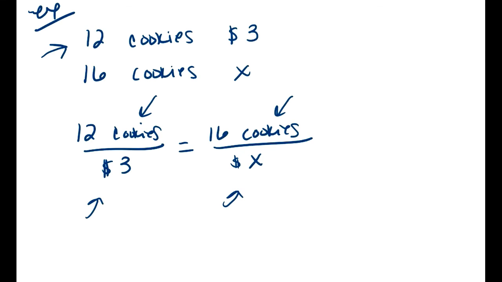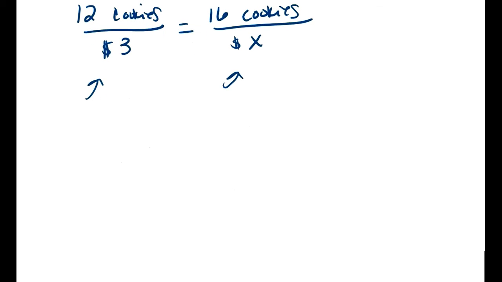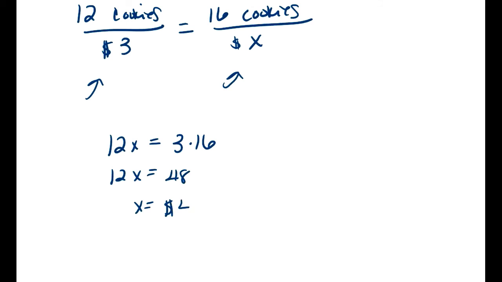Okay, now I can do my cross products, and I'm going to do 12 times x, and that's going to equal 3 times 16. 12x equals 48, and your friend is going to have to spend $4 for her 16 cookies.